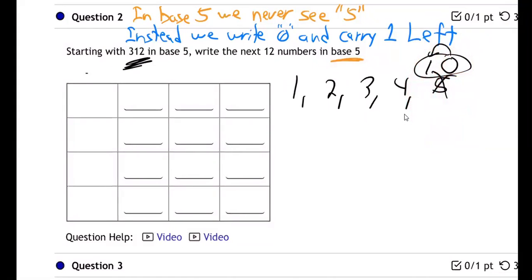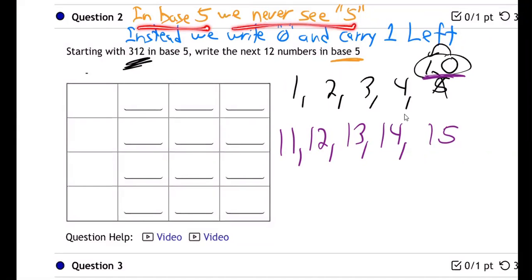All right, let's keep going. Once you've done that weird thing, you just go back to normal. What comes after 1, 0? 1, 1, right? It looks like a 10. I don't like to call it 10, though you can. I'll just call it 1, 0. And what comes next is 1, 1, 1, 2, 1, 3, 1, 4, right? You just go like normal until you hit a 5. Because remember, in base 5, we're never going to see a 5.